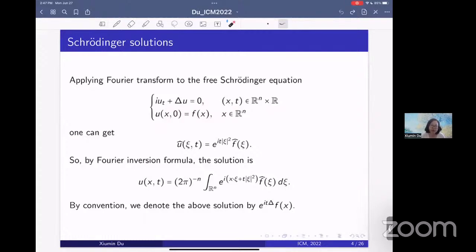We can apply Fourier transform to this equation and turn it into an ODE and get that u hat of ξ, t is given by f hat of ξ times e^{it|ξ|^2}. Therefore, by Fourier inversion formula, the formal solution u(x,t) is given by the inverse Fourier transform of this expression. And by convention, we denote this solution by e^{itΔ}f(x). It is a solution to the free Schrödinger equation with initial data f.